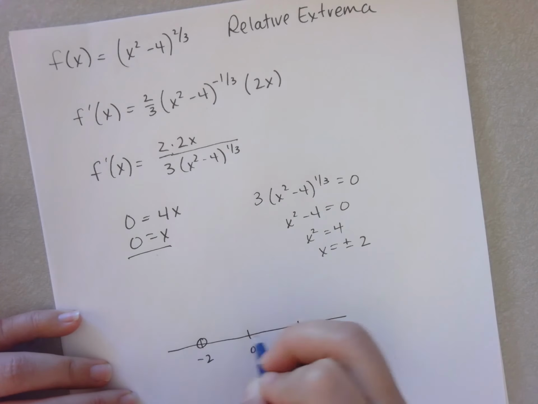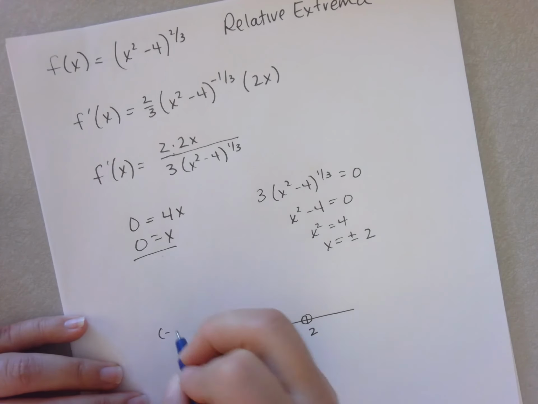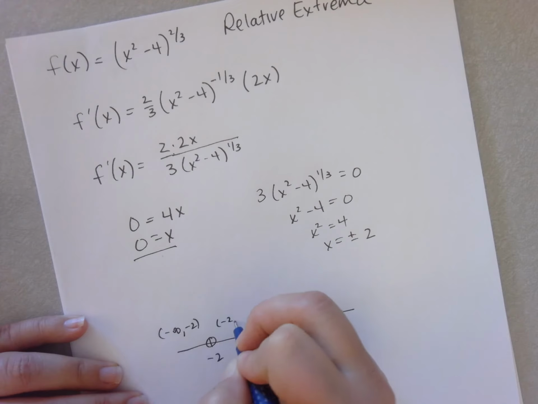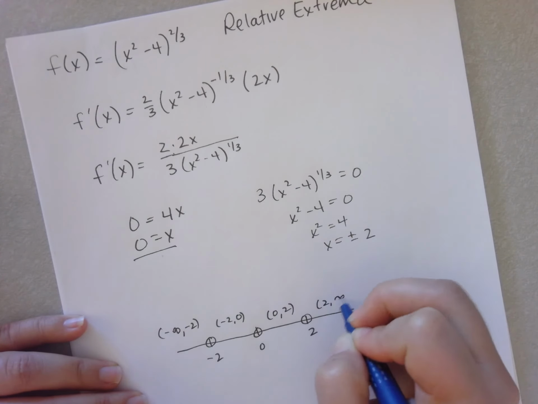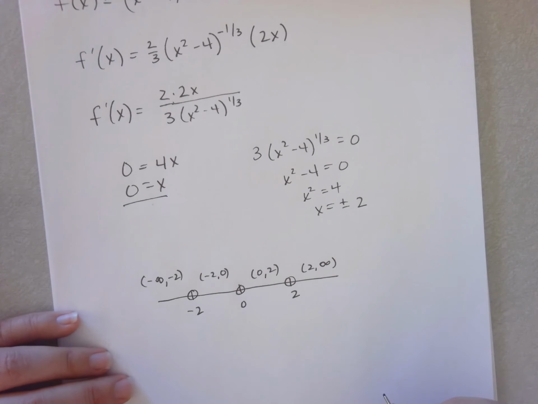All right, so these are my critical numbers again, and so this breaks me into a few more intervals. So I have negative infinity to negative 2. This one's between negative 2 and 0. This one's between 0 and 2, and this one goes from 2 to infinity. Okay, I'm going to test a point in each one in the derivative again.